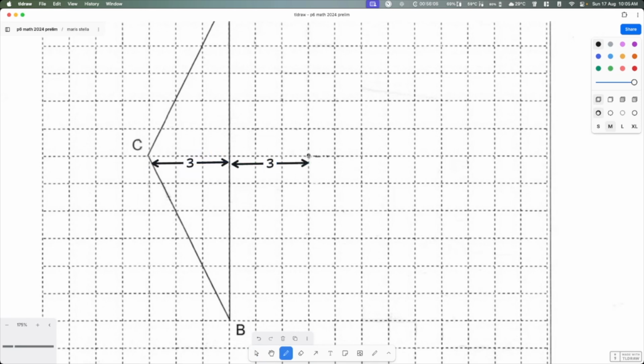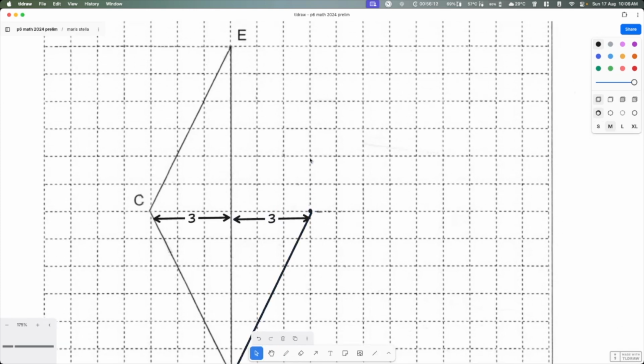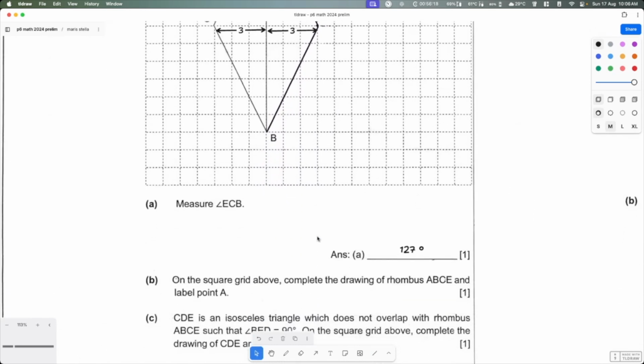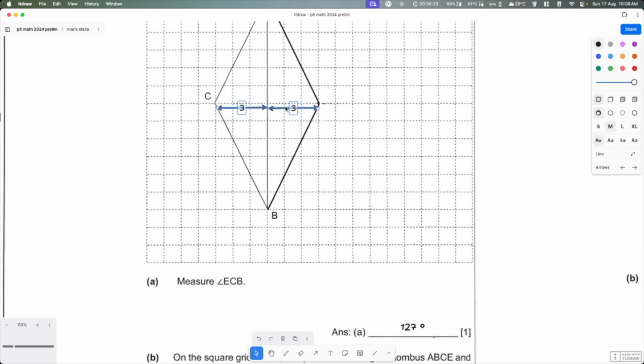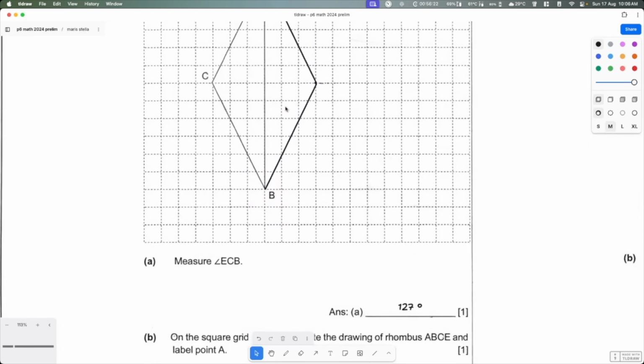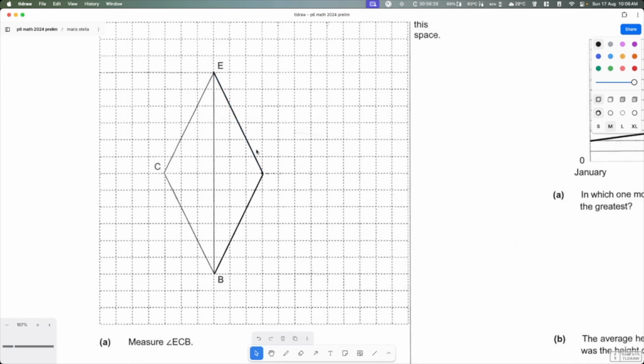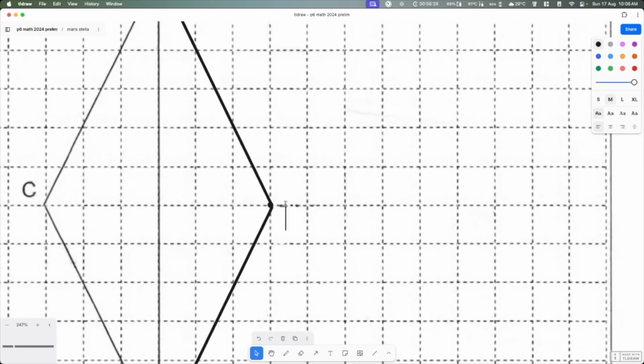So I'm just going to put a little dot here, and then after that you can just draw a straight line from this to this angle over here. There you go, and that's it. This is basically the rhombus. Okay, but make sure to use a ruler. Okay, that's it. And then make sure to label the point A as well. If not, they won't give you the marks.